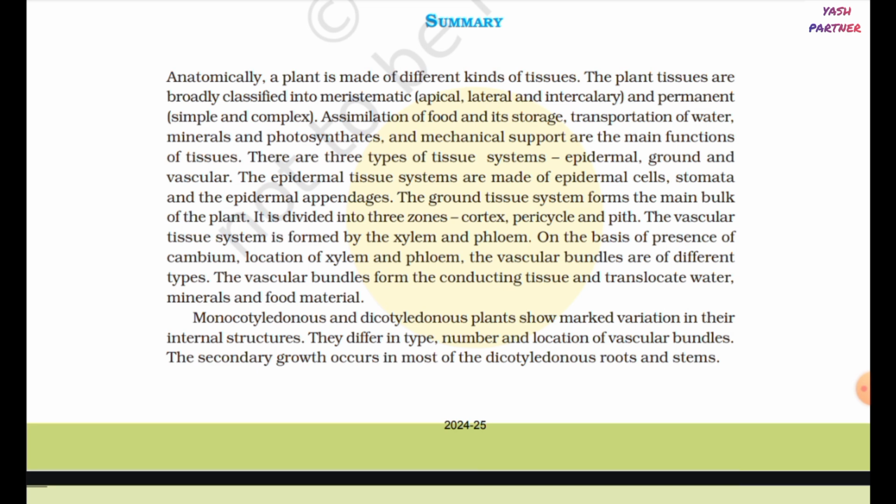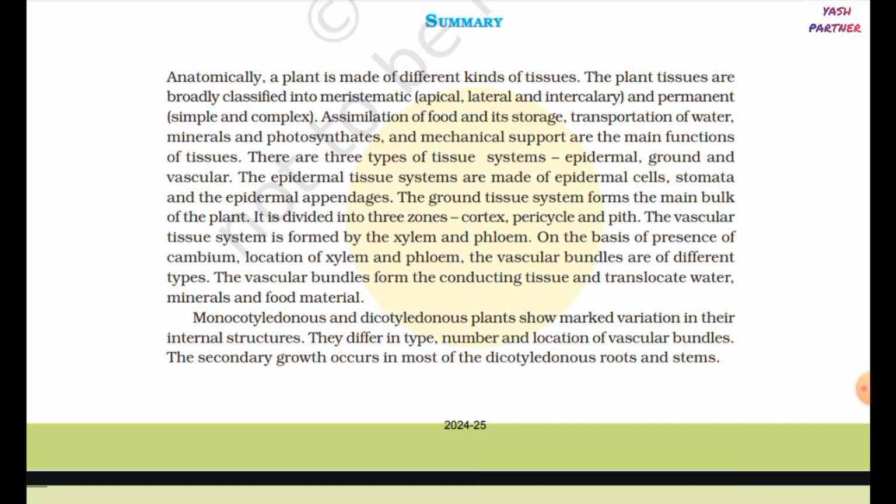Anatomically, a plant is made up of different kinds of tissues. The plant tissues are broadly classified into meristematic, apical, lateral and intercalary, and permanent, simple and complex. Assimilation of food and its storage, transportation of water, minerals and photosynthesis, and mechanical support are the main functions of tissues. There are three types of tissue systems: epidermal, ground and vascular. The epidermal tissue system is made up of epidermal cells, stomata and the epidermal appendages. The ground tissue system forms the main bulk of the plant.